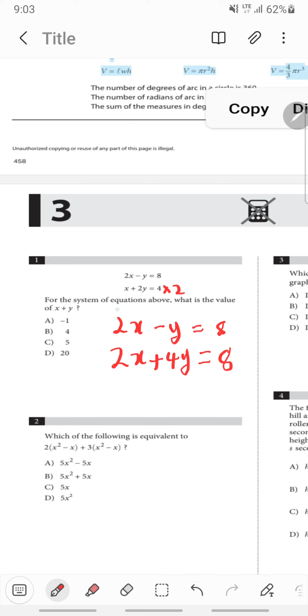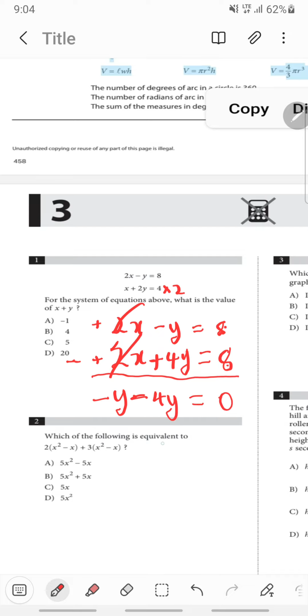So I want to eliminate x. To eliminate it means I don't want to see x. I want to get rid of x, so I will have to subtract equation 2 from 1. Subtracting that, 2x minus 2x cancels out. Then I have minus y at the top. Then minus times plus here is minus 4y, equals 8 minus 8 is 0. So I can say minus 5y is 0 and my y is equal to 0.